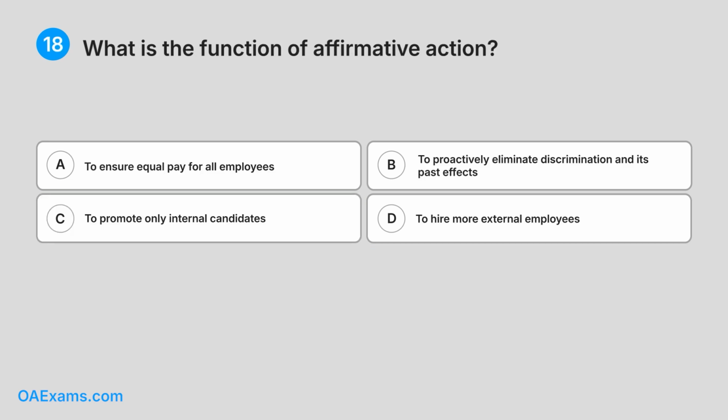18. What is the function of affirmative action? A. To ensure equal pay for all employees. B. To proactively eliminate discrimination and its past effects. C. To promote only internal candidates. D. To hire more external employees. Can you guess the answer?